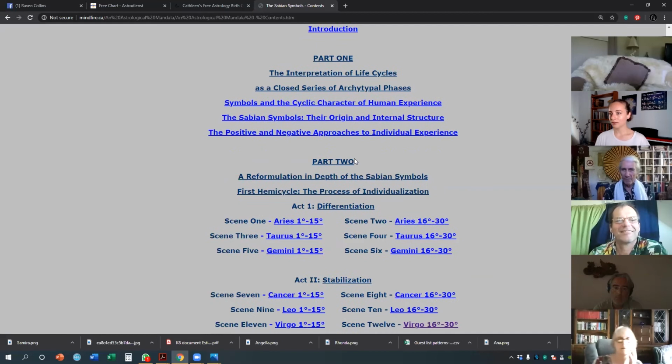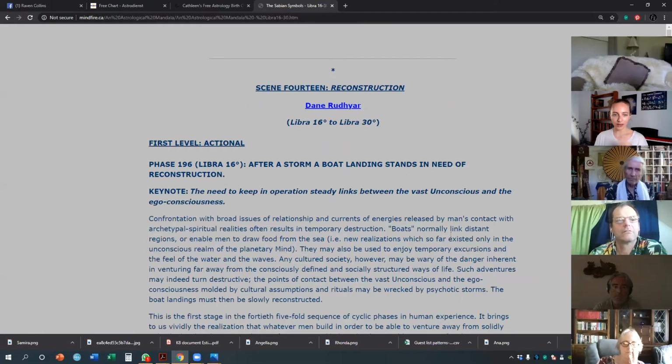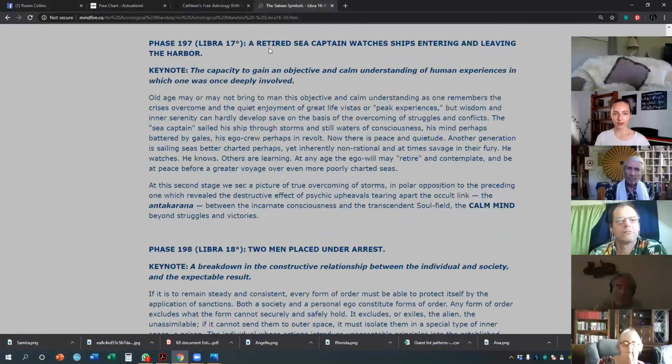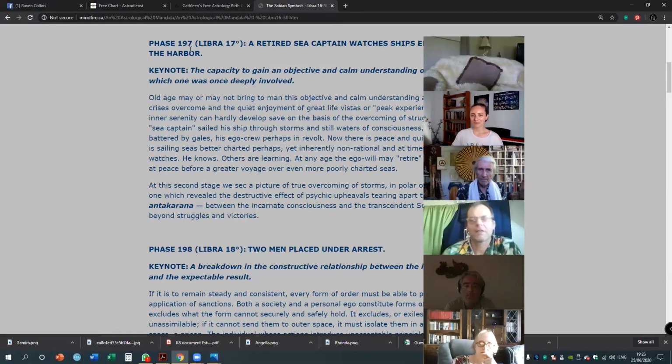So that's the one. And we go to Libra 16 to 30. Yeah, that's what we're looking for. And here you can check the degree. Yeah, 17th degree of Libra, which is exactly as you said: a retired sea captain watches ships entering and leaving harbor. And this is a symbol. We can't really say exactly what the symbol means, and that's the point.